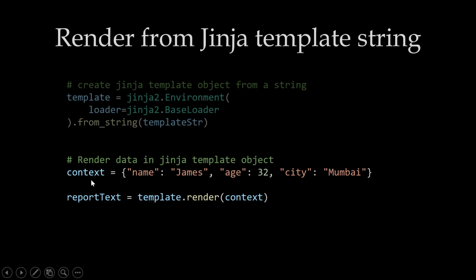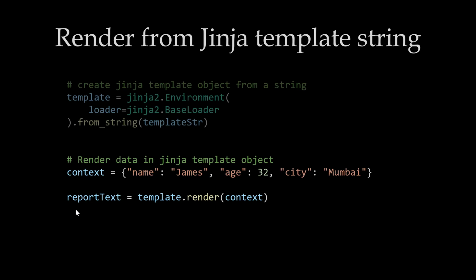For example, I have created a variable called context, and it's a dictionary which has the variable names name, age, and city. And now I'm just rendering this dictionary in the template using template.render(context), and then the output would be the rendered string output. It's that simple to use Jinja in Python.